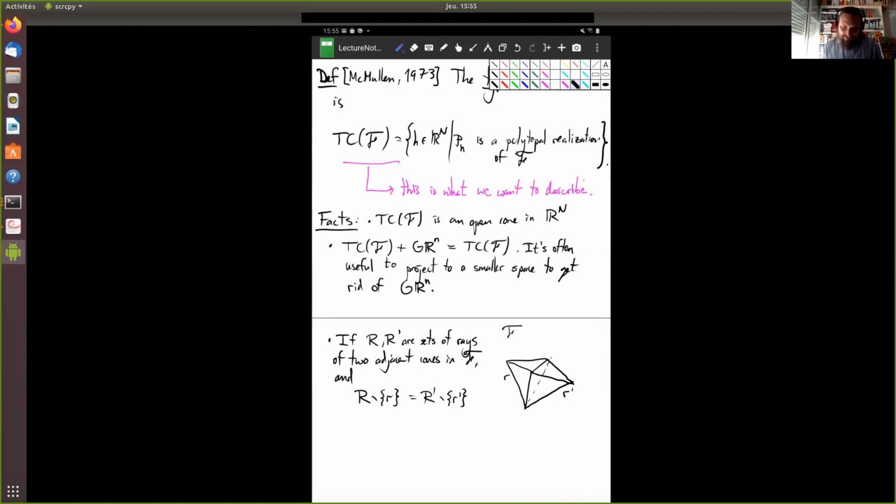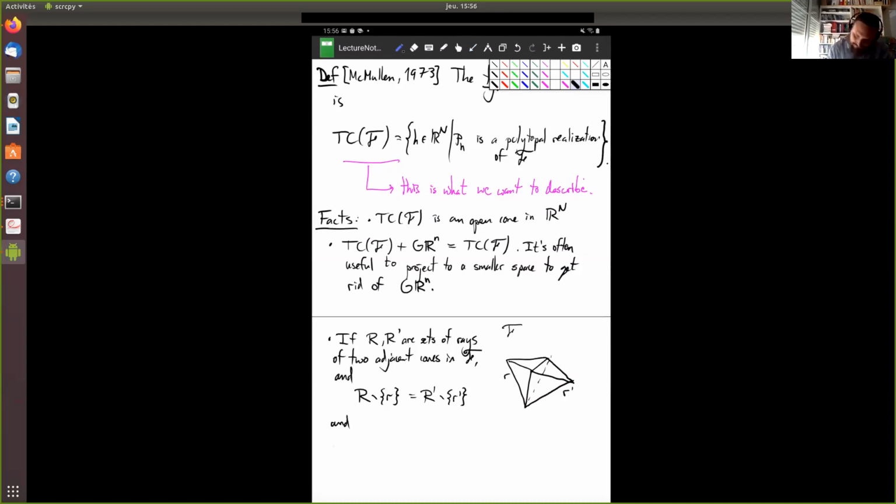Then if you have something like this, it's clear that these 4 rays in the picture are linearly dependent, right? These 3 are linearly independent, the fan is simplicial, but if you had a 4th one, it's going to be linearly dependent. So you have a linear dependency with them. So let's write one.